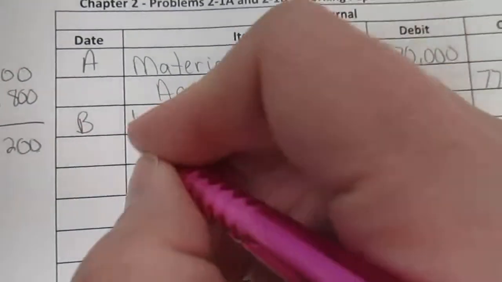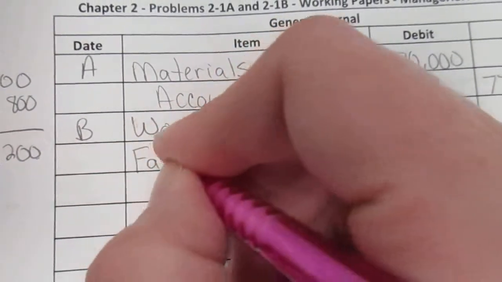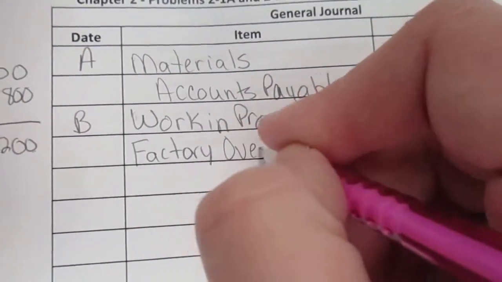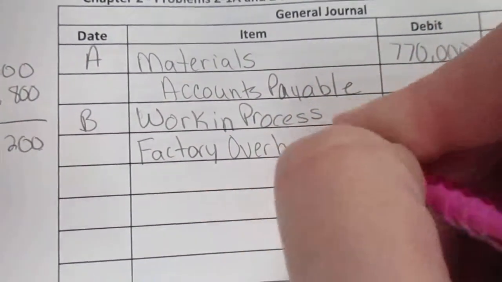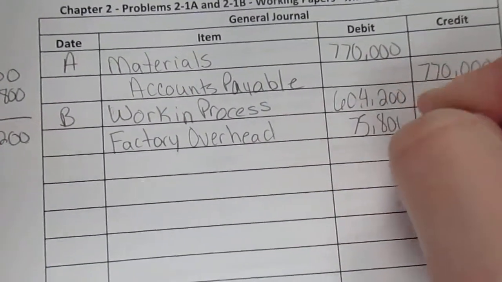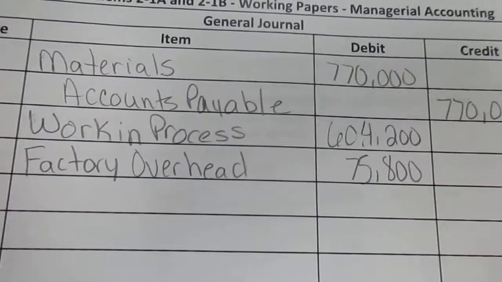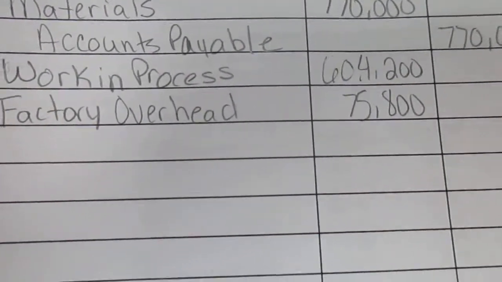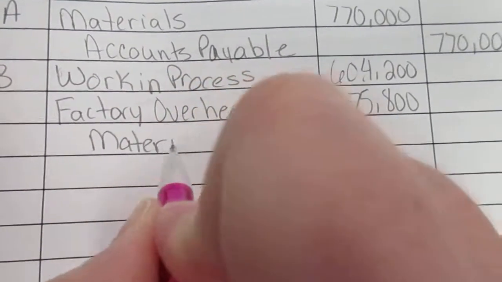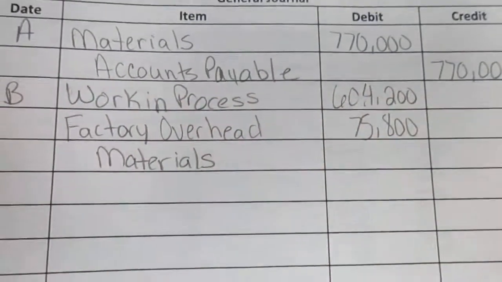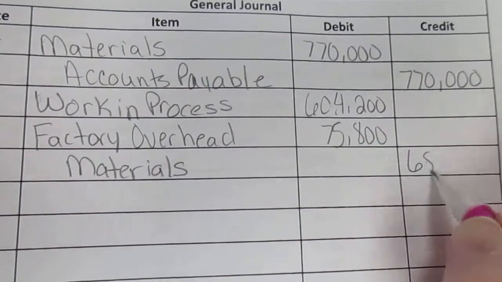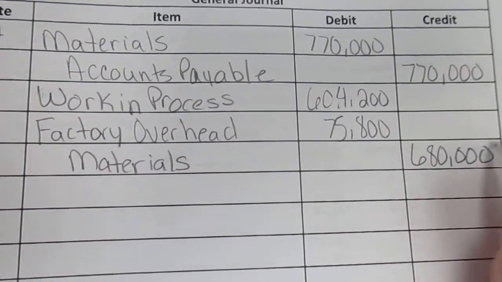$604,200. We're also going to debit factory overhead for the difference, for that $75,800. Now, since we've requisitioned these materials from the materials area of our factory, we're going to credit materials to show that we've removed this much of material from that area. So it was a total of $680,000.